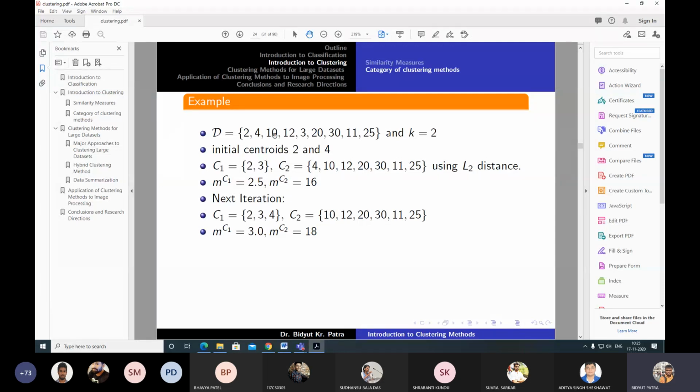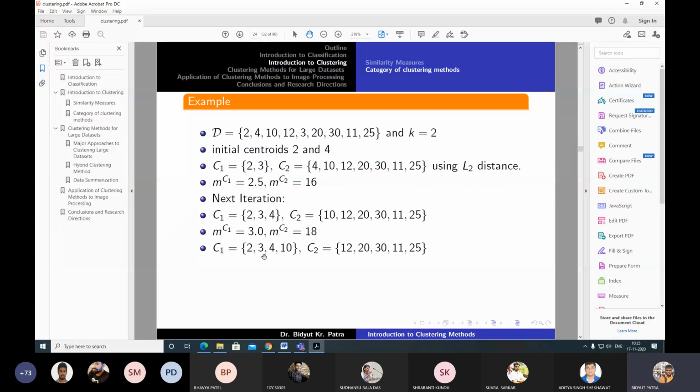Now for 10, what is the distance? 10 to 18 is 8 and 10 to 3 is 7. Therefore 10 must be assigned to centroid C1. So 2, 3, 4, 10 will be assigned to centroid C1. However, 12 to 18 is 6 and 12 to 3 is 9, so 12 will be assigned to the other one. So we see here.